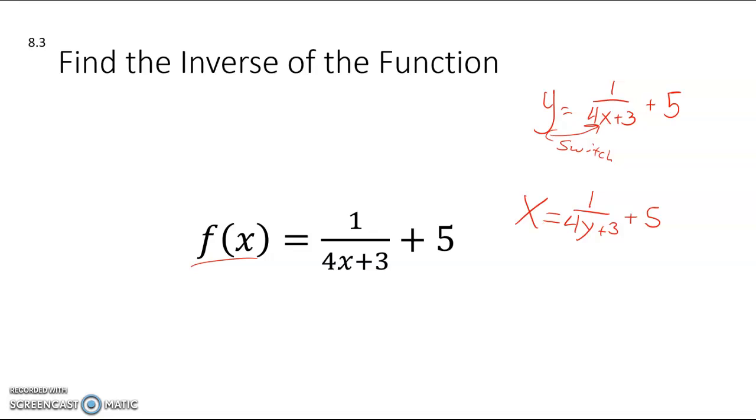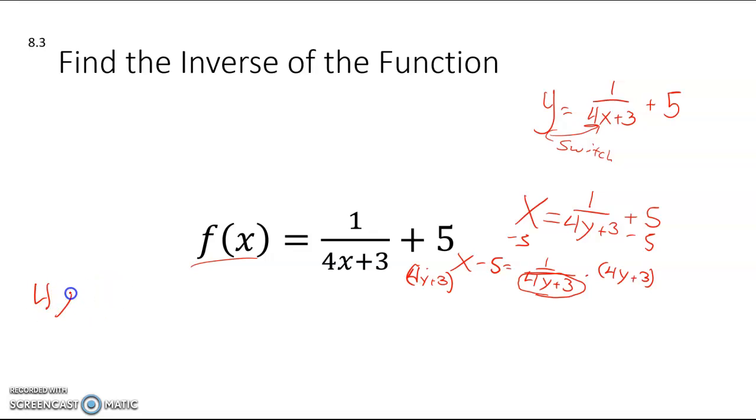Now let's solve for y. Let's try to get this y all by itself. So I'm going to subtract this 5 over. I get x minus 5 equals 1 over 4y plus 3. Now we have that y on the bottom of this fraction, and I want to get it to the top. The way I'm going to do that is take this whole thing, the 4y plus 3, and multiply it to both sides.